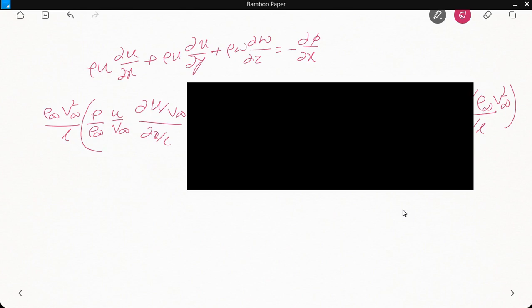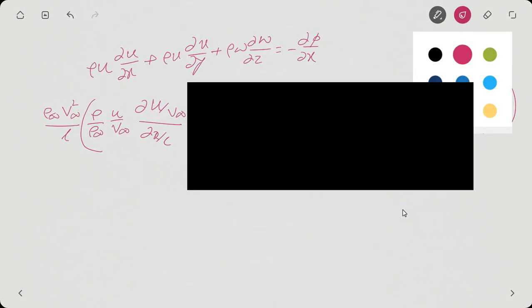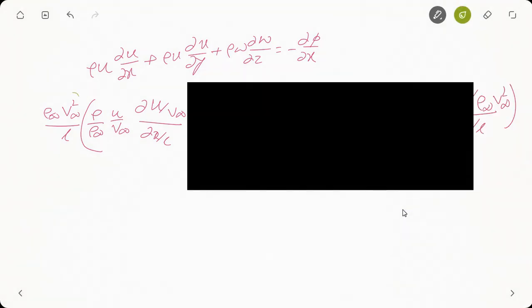Now it would be clear to the student why we did not take p infinity for non-dimensionalizing the pressure, because in that case we will not have a common factor; a common factor will not be available there.